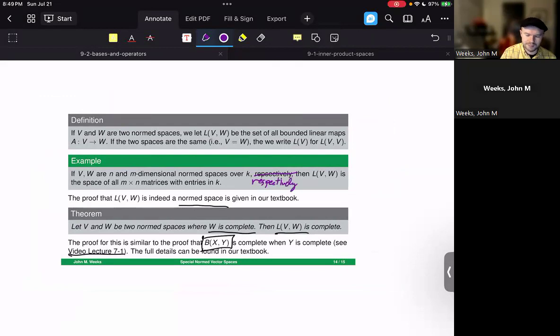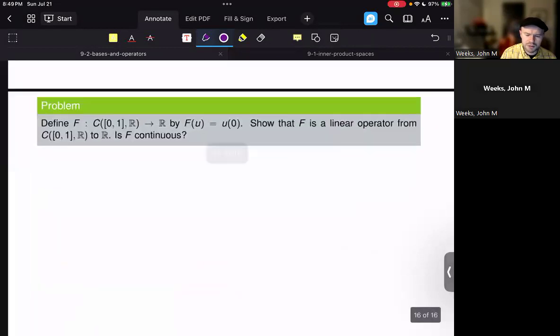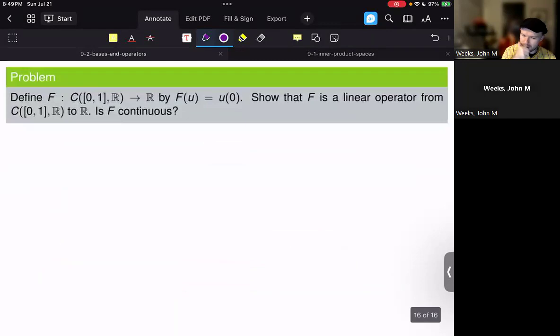There you go. So let's go through an example for showing that something is a linear operator. And then let's ask if it ends up being continuous. Here is the function capital F going from the space of continuous functions that are defined on the closed interval from 0 to 1. And let's take all of those continuous functions and send them to a real number. And here's how we're going to do it.